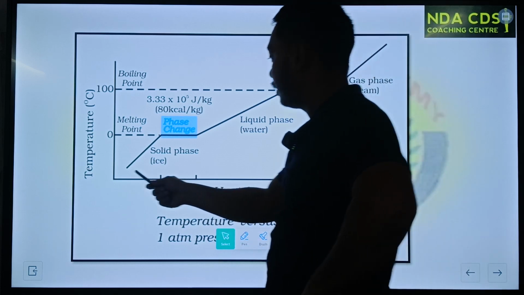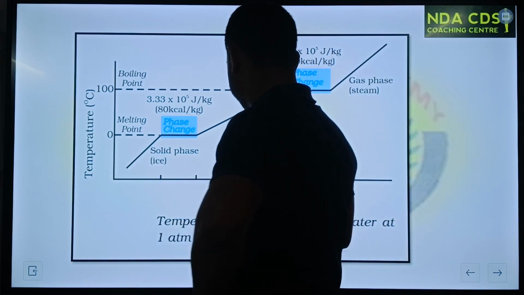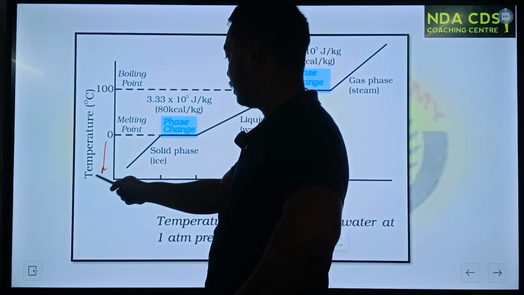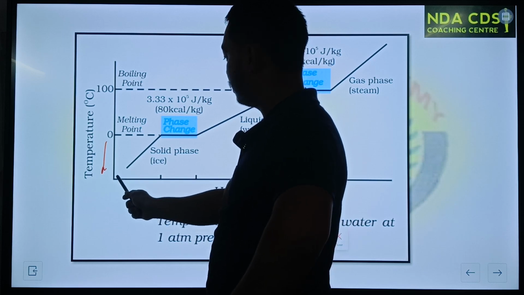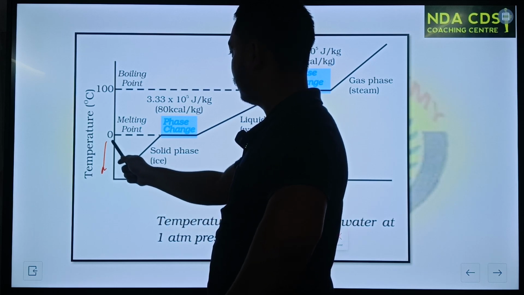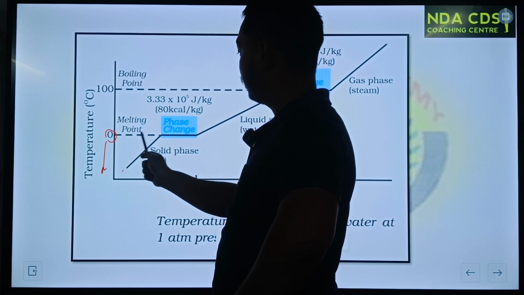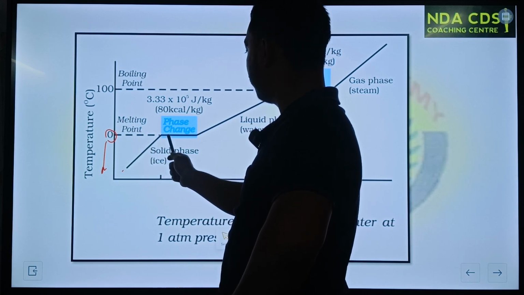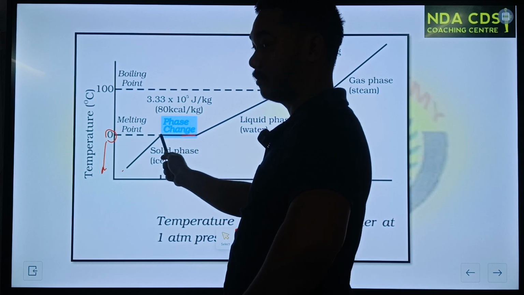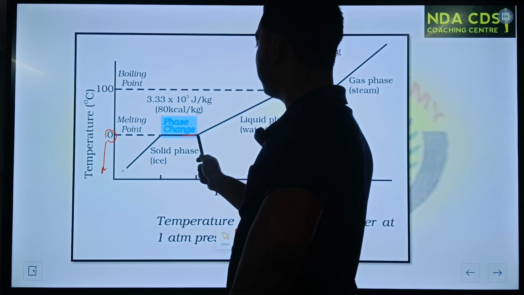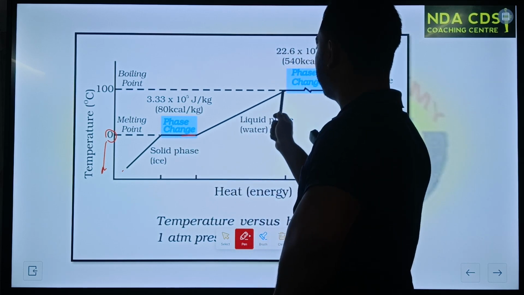See, below 0 degrees Celsius, the temperature is rising. Then it has reached 0 degrees Celsius, which is the melting point. At the melting point, for some time, the temperature has remained the same. Now the whole thing has changed. Then again, the temperature is rising.